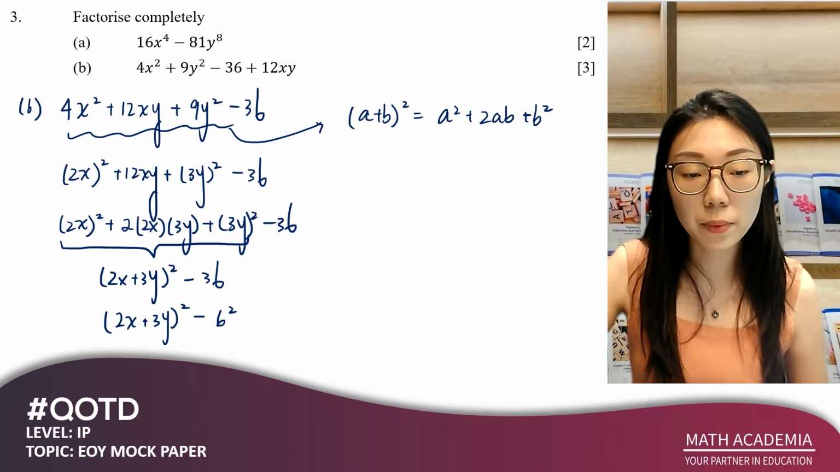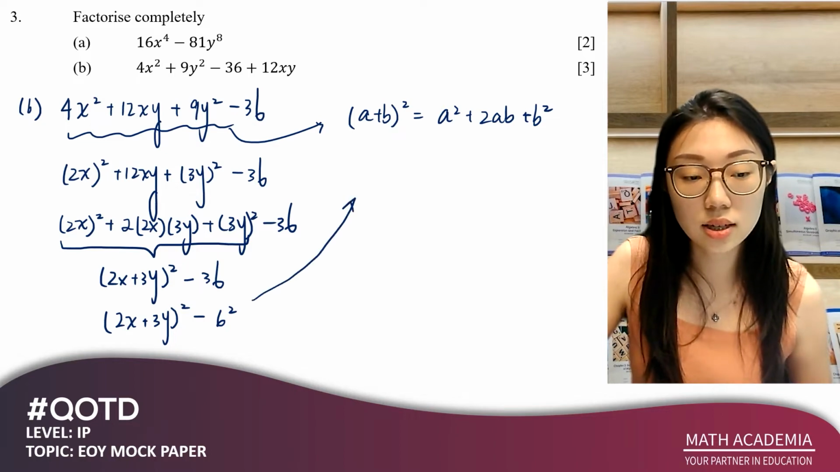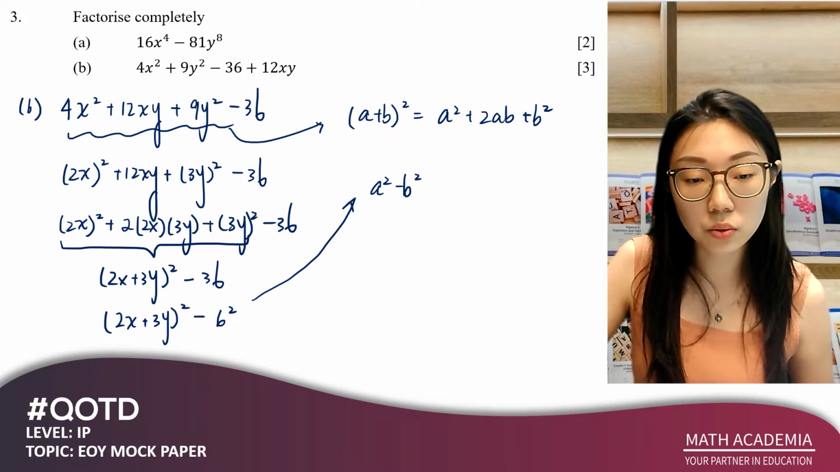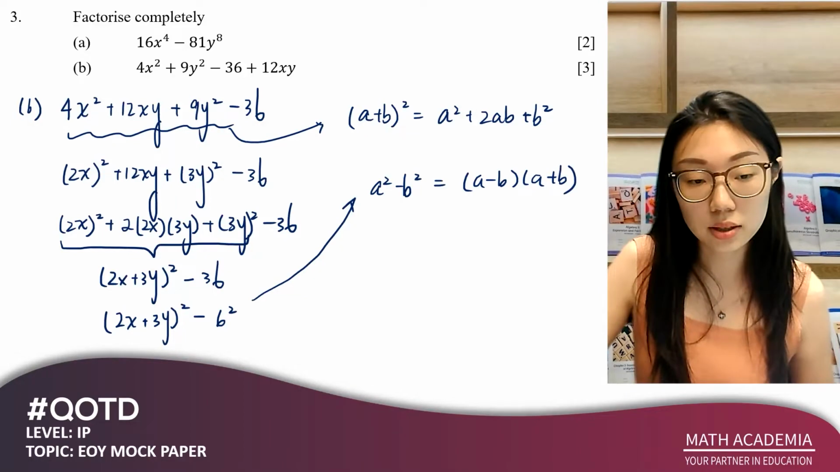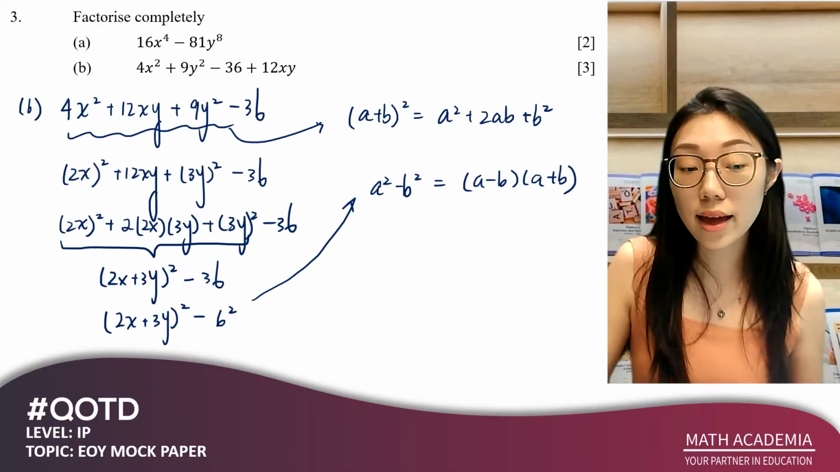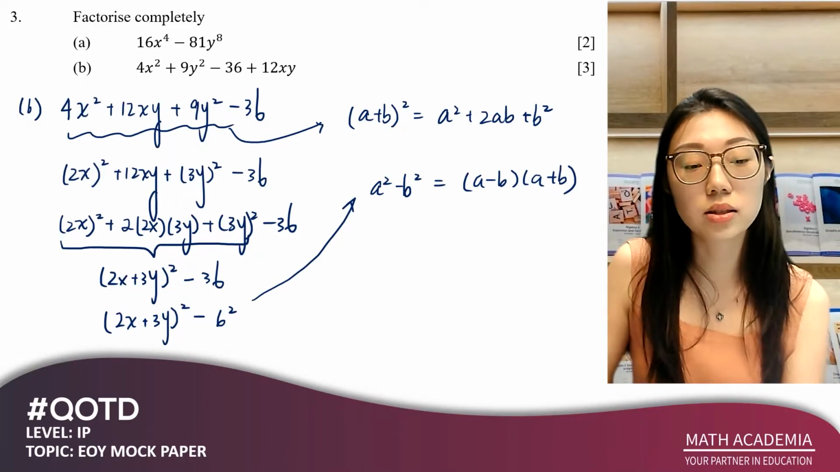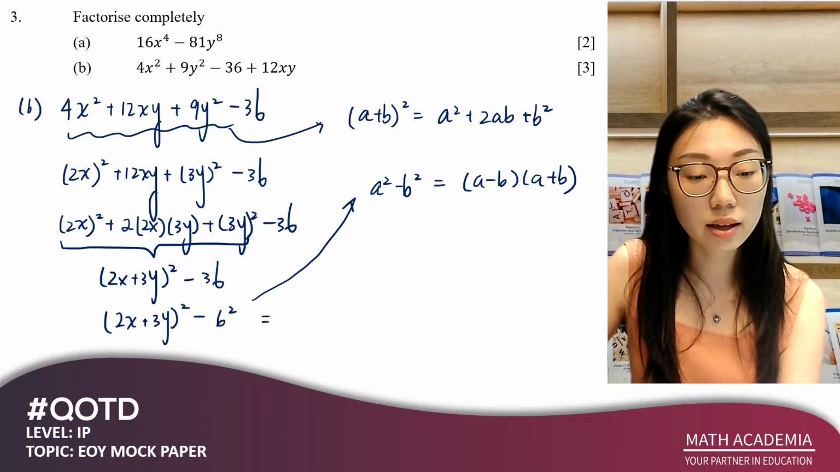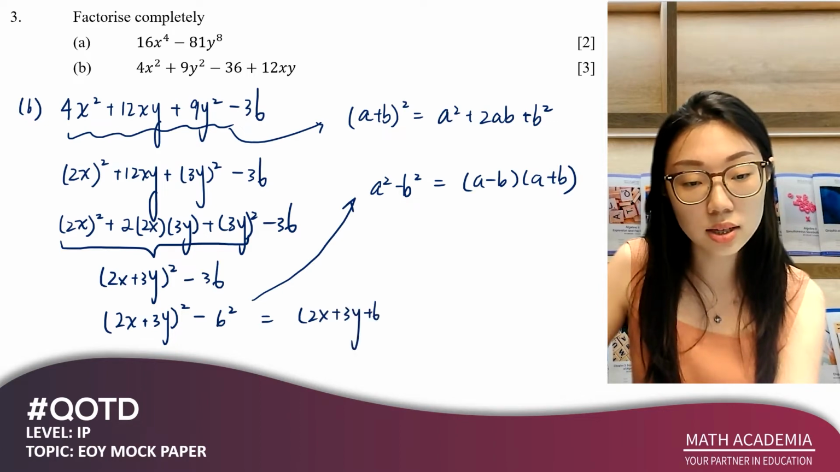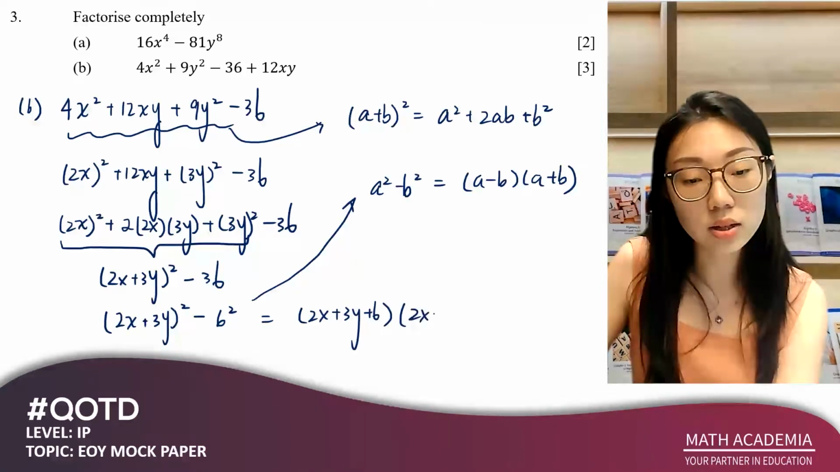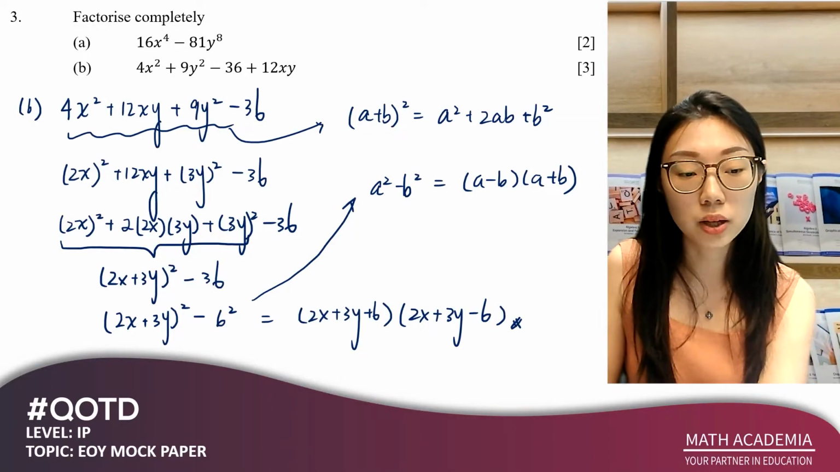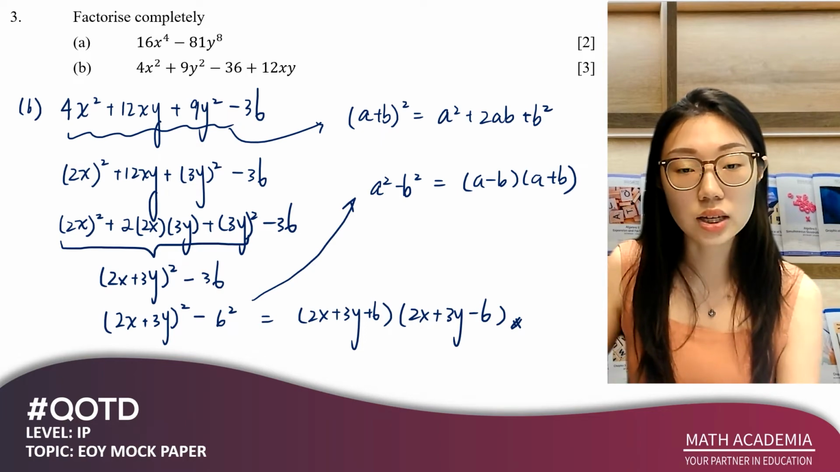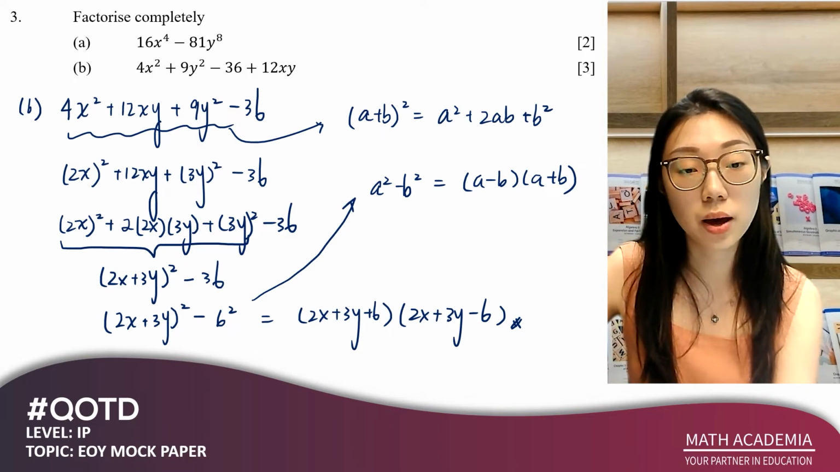So then again, we come back to the algebraic identity. a squared minus b squared equals a minus b multiplied by a plus b. Alright, and in this case, a is 2x plus 3y and b is 6. Okay, so I can further express this as 2x plus 3y plus 6 multiplied by 2x plus 3y minus 6. And this would be my complete factorized form. Okay, so that would be my answer for question 3 part B.